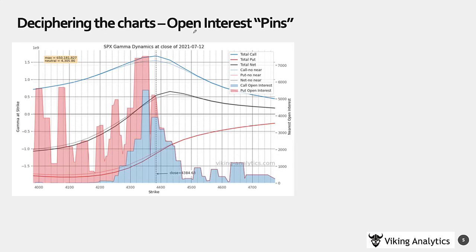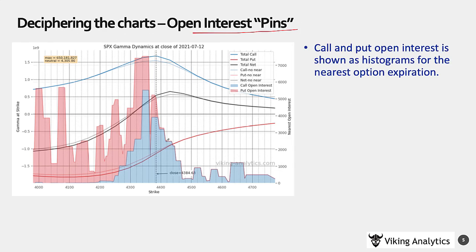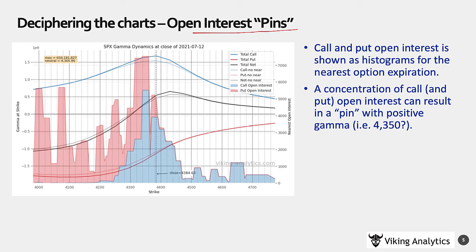Also on the charts, we're looking for open interest pins. Call and put open interest is shown as histograms for the nearest option expiration. The call open interest is shown as these blue histograms, and put open interest is shown as the red histograms. A concentration of call and put open interest can result in a pin when there's positive gamma. So in this case, on the close of 7/12, there was a lot of call and put open interest here at 43.50.